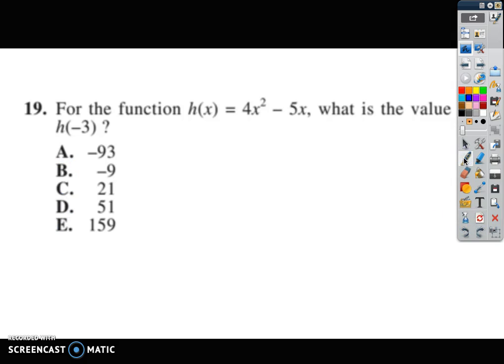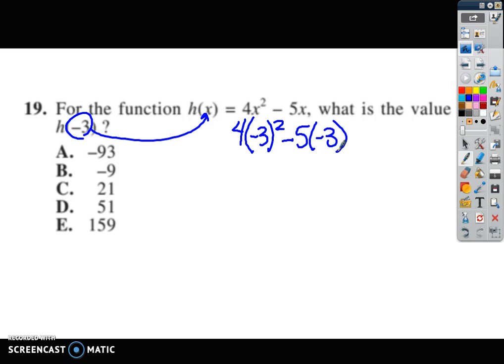Okay, if I have h of x and it gives me that formula, it wants h of negative 3. So that means they want me to take negative 3 and plug it in for x. So I'll have 4 times (negative 3) squared minus 5 times (negative 3). Notice I use parentheses. Anytime you plug in, especially if there are exponents, always use parentheses. Otherwise your calculator won't square the negative and you'll get the wrong answer. So when you punch this in your calculator, if you have a graphing calculator, you can punch it all at once. Make sure you use the parentheses and you'll get 51.